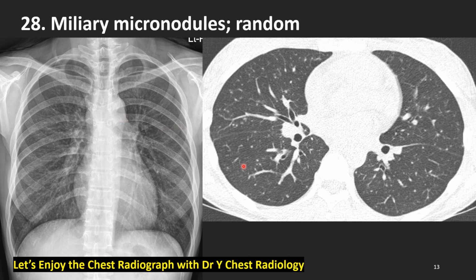Let's see in the axial lung window setting CT. Fissural micronodules, subpleural nodules, parenchymal, many innumerable nodules. This is a random distribution of micronodules.